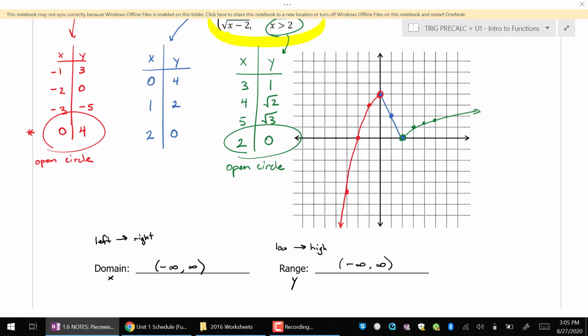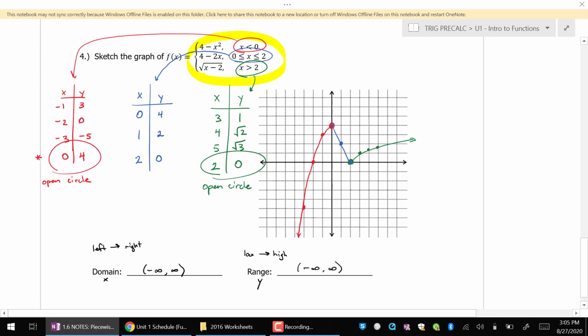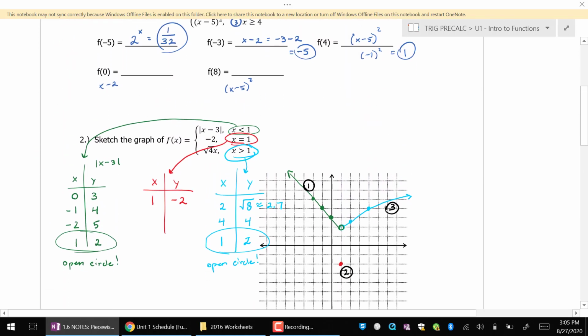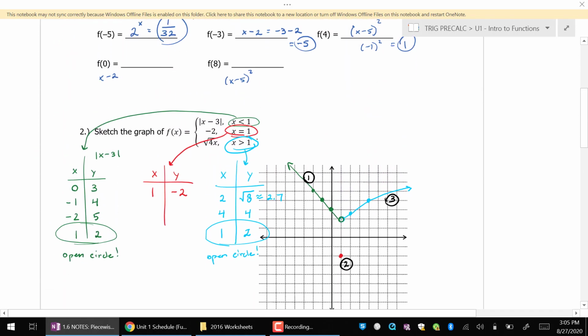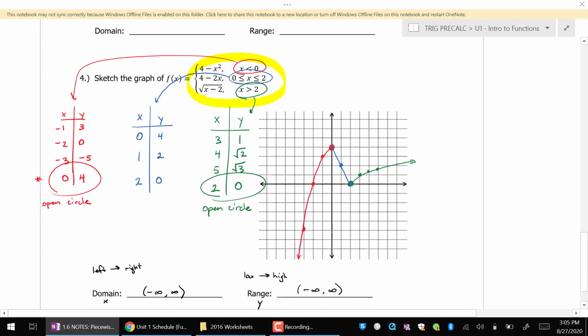So that's how you would graph a piecewise function. And remember that piecewise functions have domain restrictions. Think of them as simply the address of where each piece of your function is going to be defined.